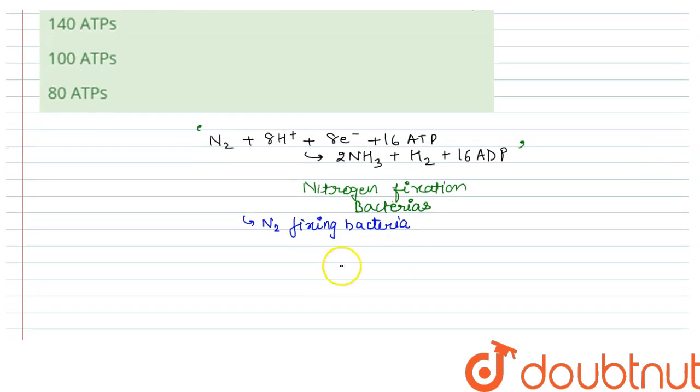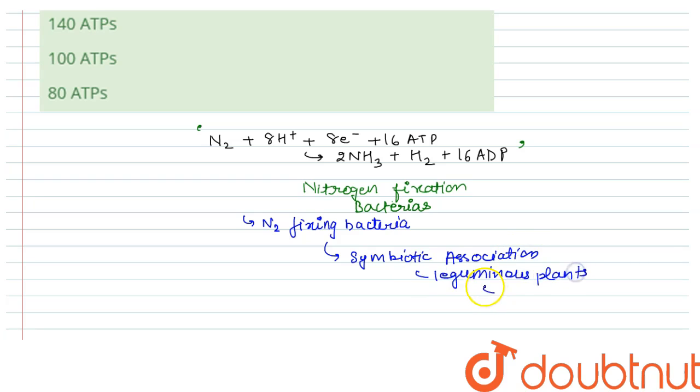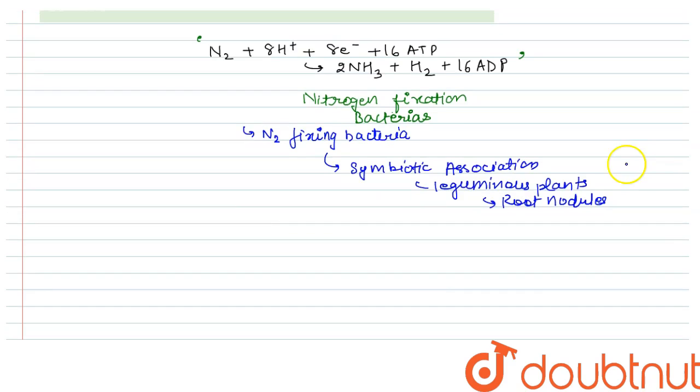They live in symbiotic association with leguminous plants, and there they form root nodules. So what happens is, in a symbiotic association, the plant will provide carbohydrate to these nitrogen fixing bacteria, whereas these bacteria in return are going to fix nitrogen into ammonia.